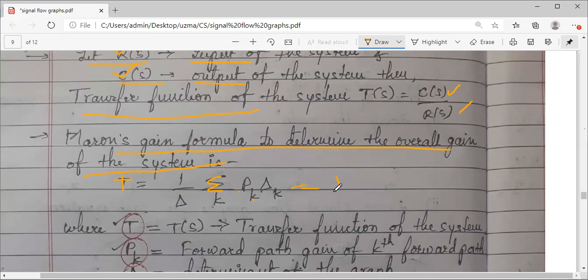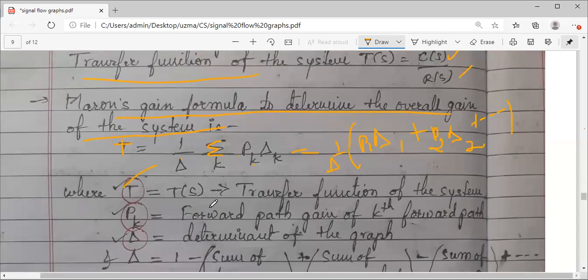So actually this equation will be like this: 1 by delta, P1 delta 1, and if you substitute K values, P2 delta 2 and so on. Now what will the value of K be? I'll tell you. So what is T? T is the transfer function of the system. What is this P subscript K? The first parameter is the forward path gain of the kth forward path.